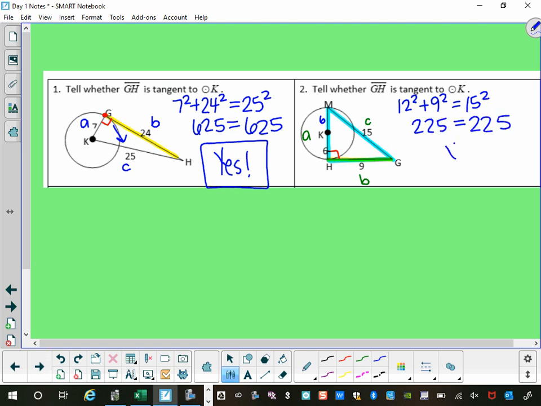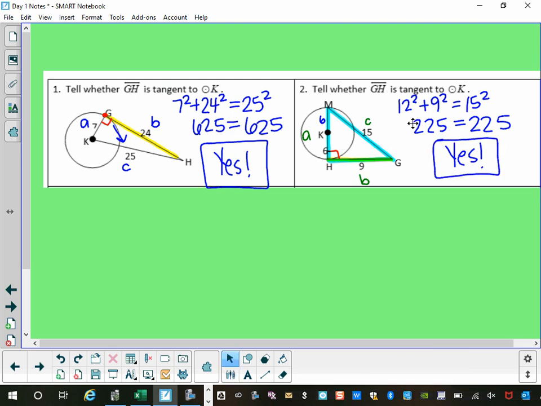If you don't write something on your test or your quiz or your homework that tells me that you know that it's a tangent, it's going to be wrong. Yes? In a second.